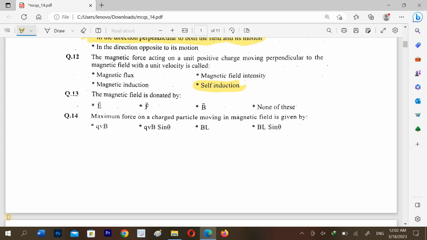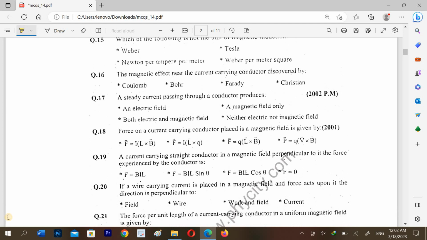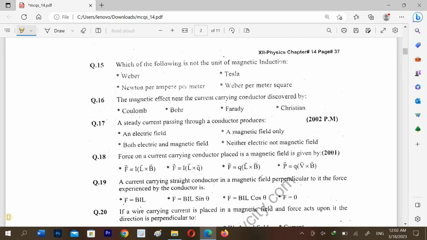The magnetic field is denoted by B. Maximum force on a charged particle moving in magnetic field is given by qvB. Which of the following is not a unit of magnetic induction? Weber.